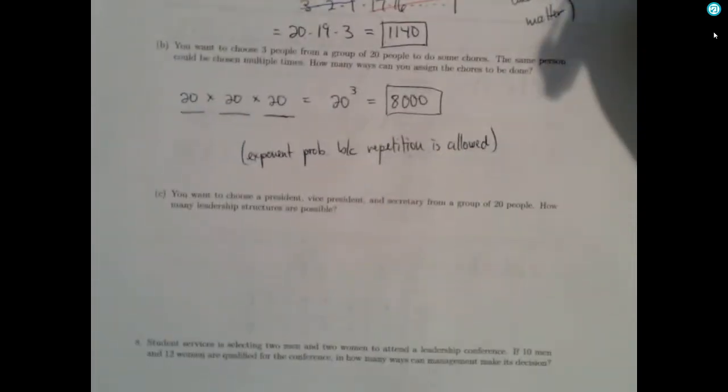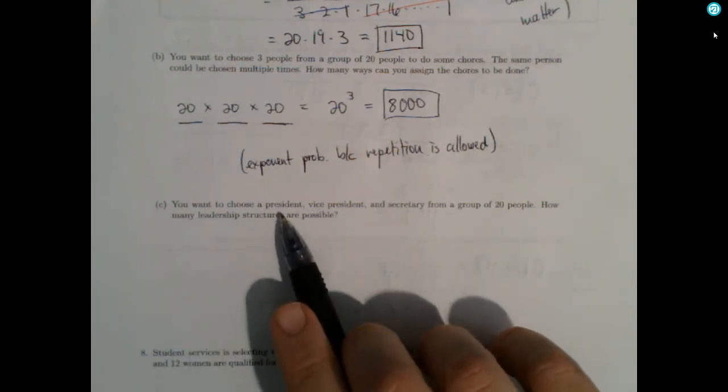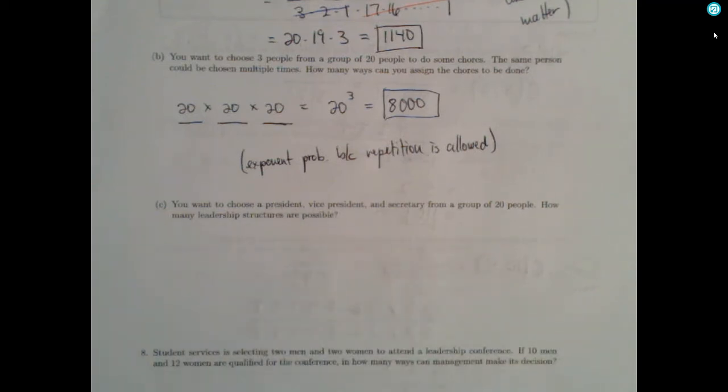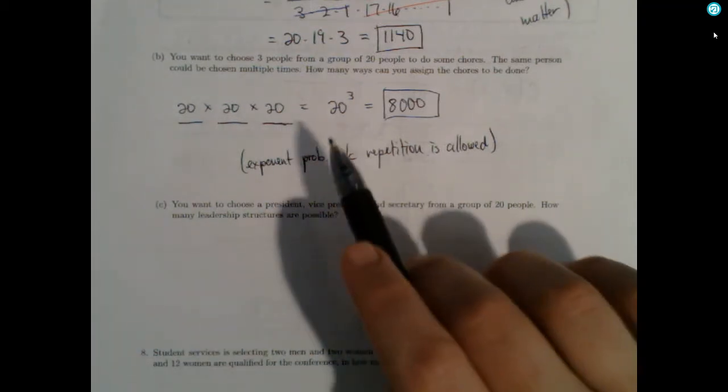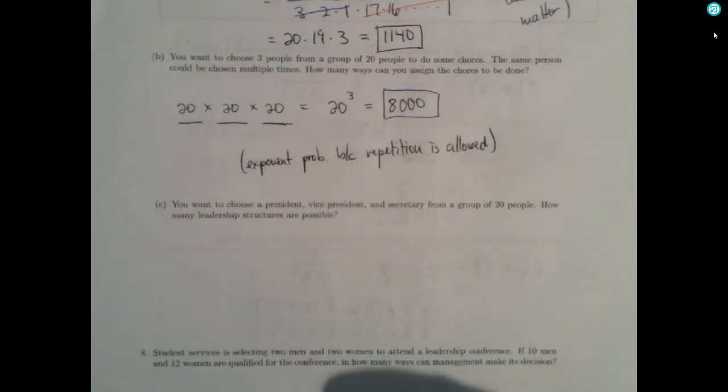Okay, let's look at the last one. So it says, you want to choose a president, vice president, and secretary from a group of 20 people. How many leadership structures are possible? Okay. So first of all, repetition is not allowed here. It doesn't make sense to choose the same person to serve as the president and as the vice president, right? So you can't have repetition. So automatically we know that repetition is not allowed, so we're not going to use exponents. This is either going to be a combination or a permutation.